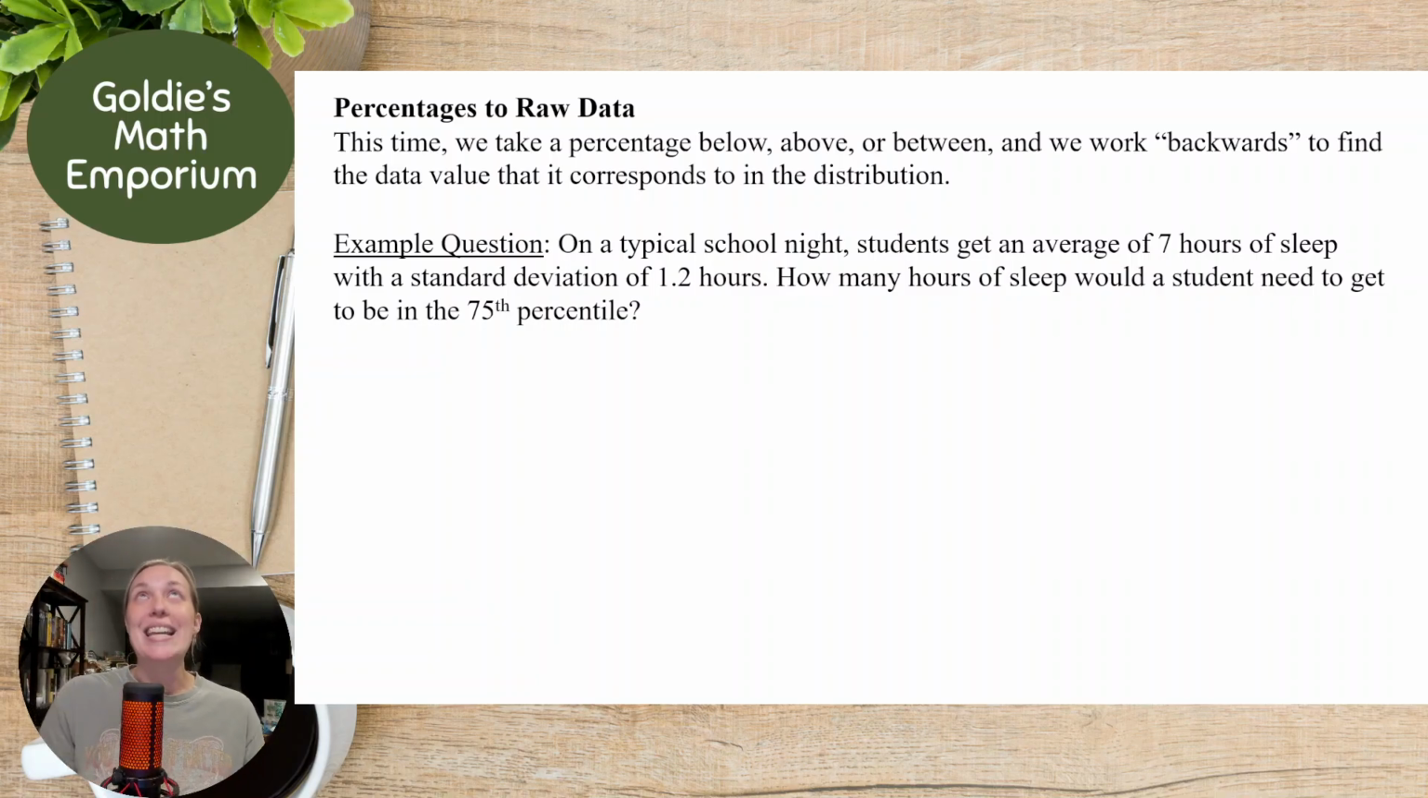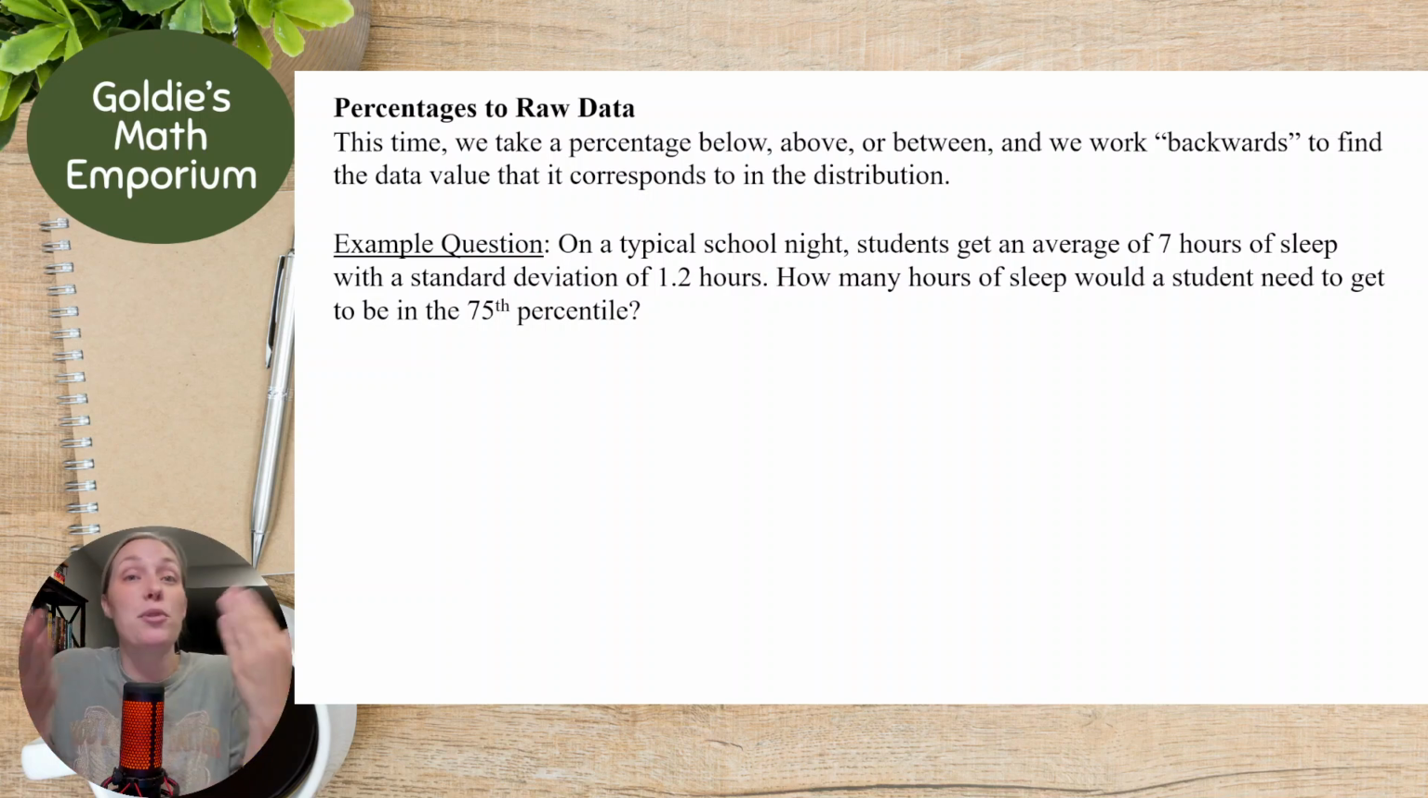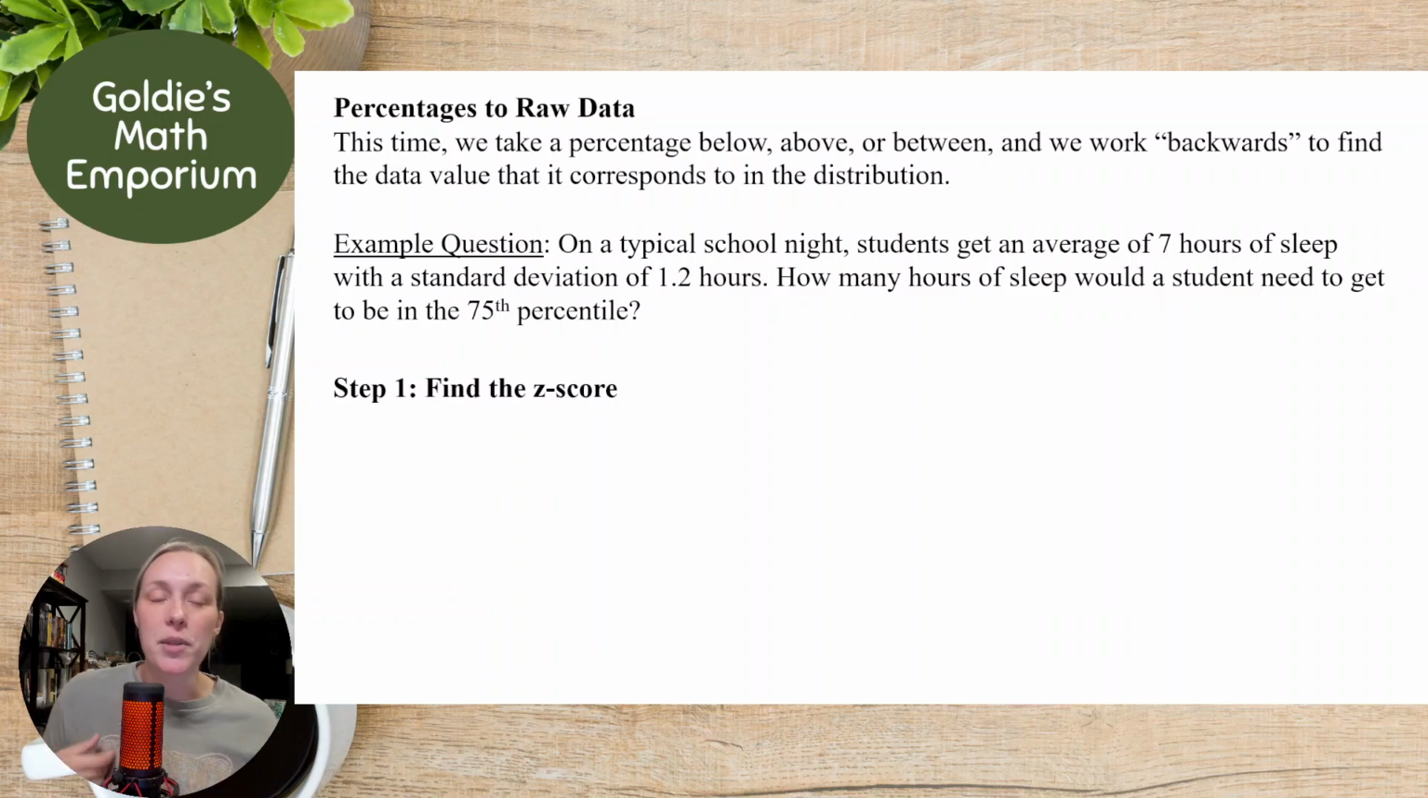So when you say how many hours of sleep, we're looking for an X value, right? How many hours of sleep? Well, we're measuring sleep. How many hours of sleep? Okay, I need you to frame that in your head. We're looking for an X value. Would a student need to get to be in the 75th percentile? And percentiles correspond to percentages. Okay, so you're given a percent, 75%, the 75th percentile, 75%. You're given a percent, and you want to know the X value. Okay, step one is find the Z-score. Okay.